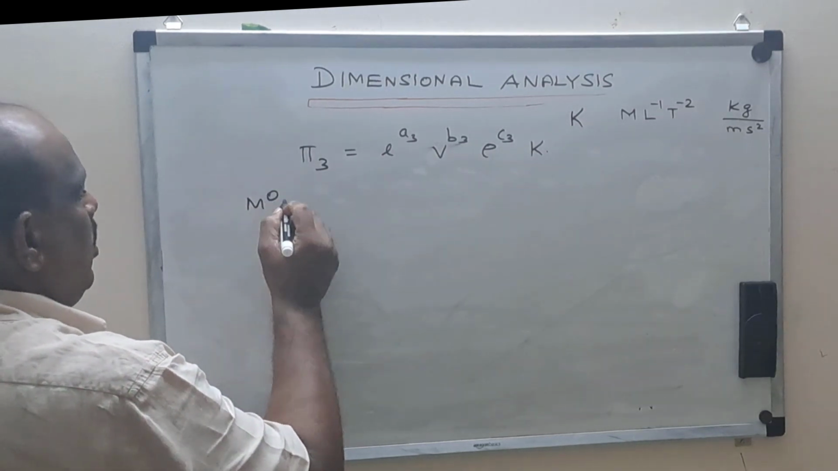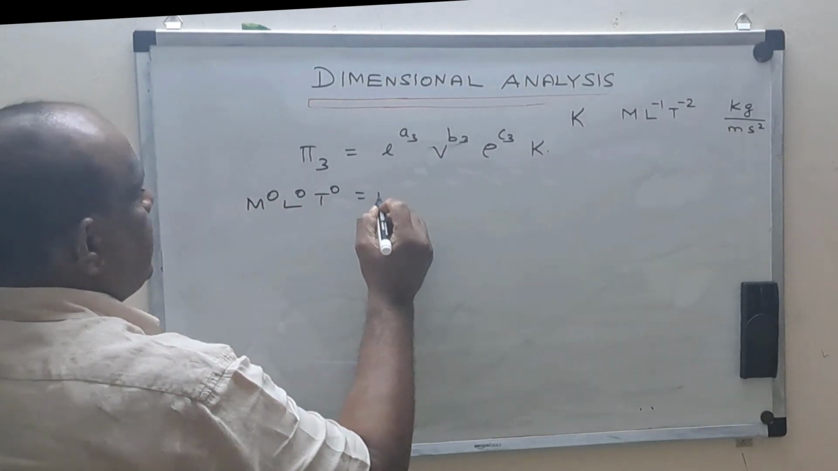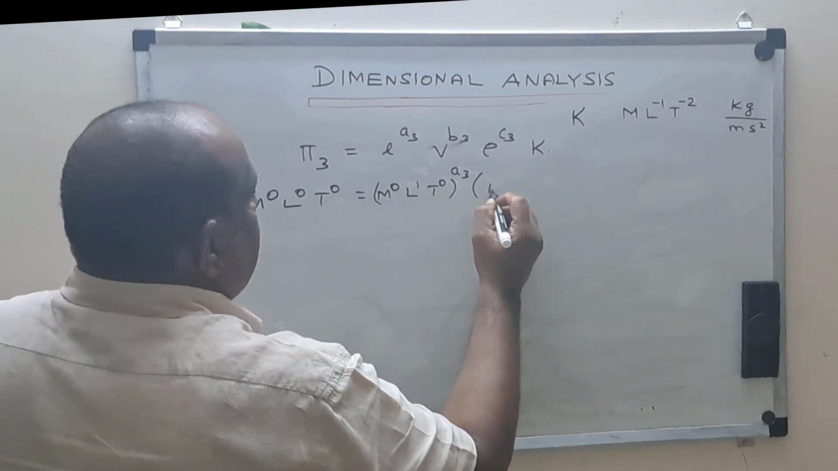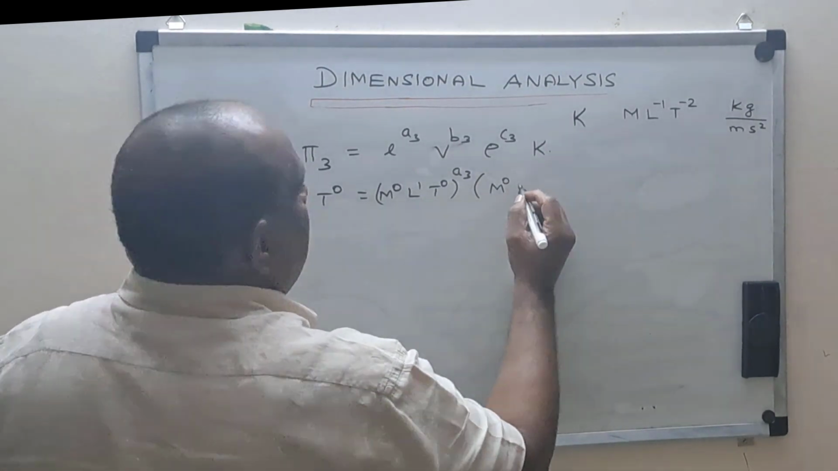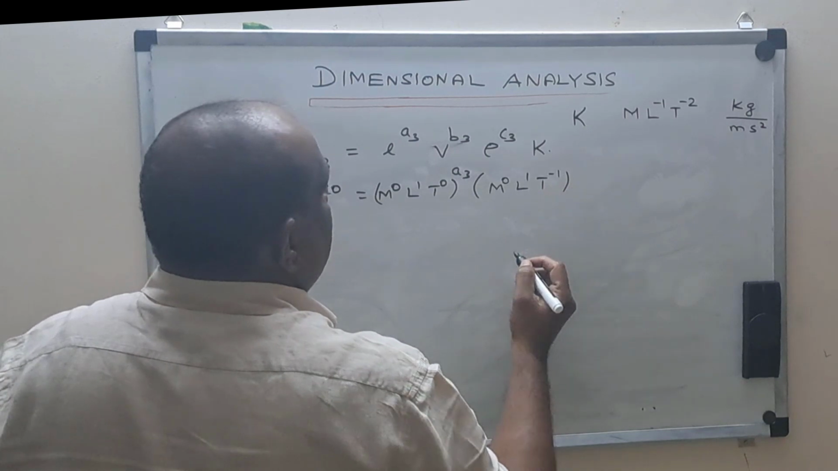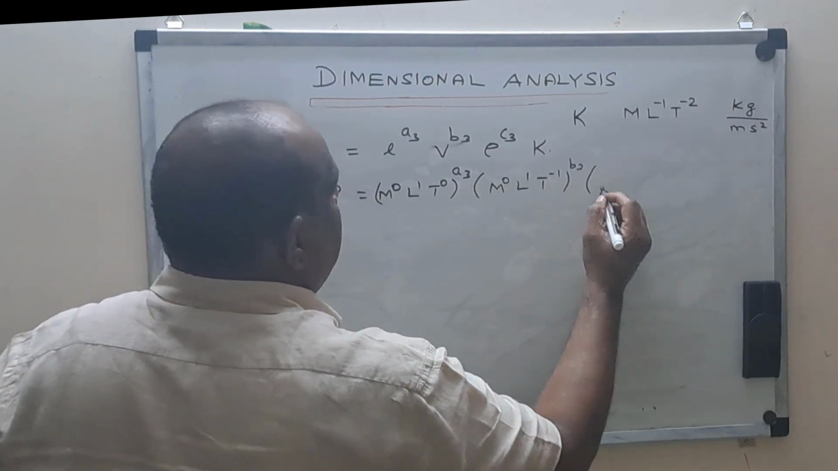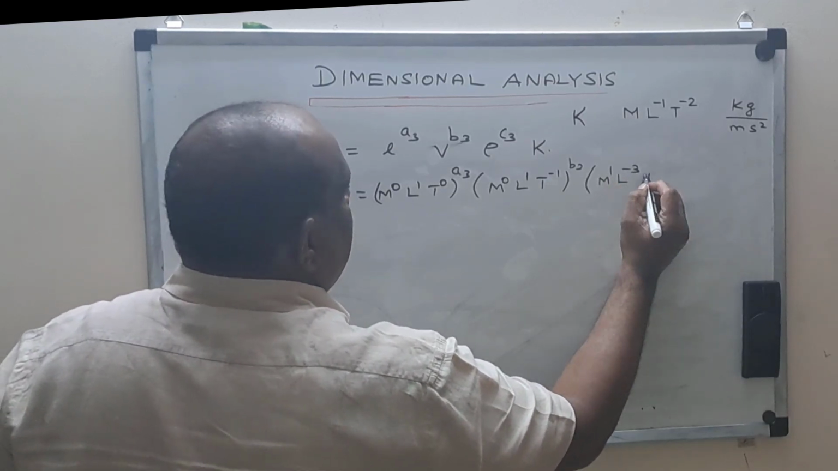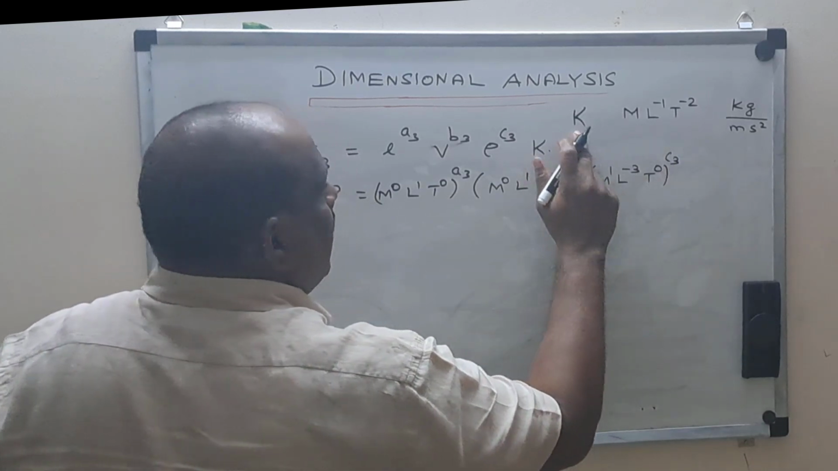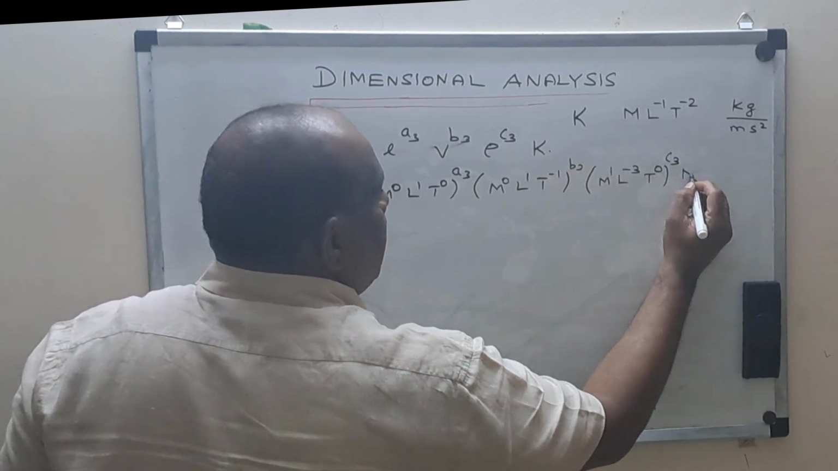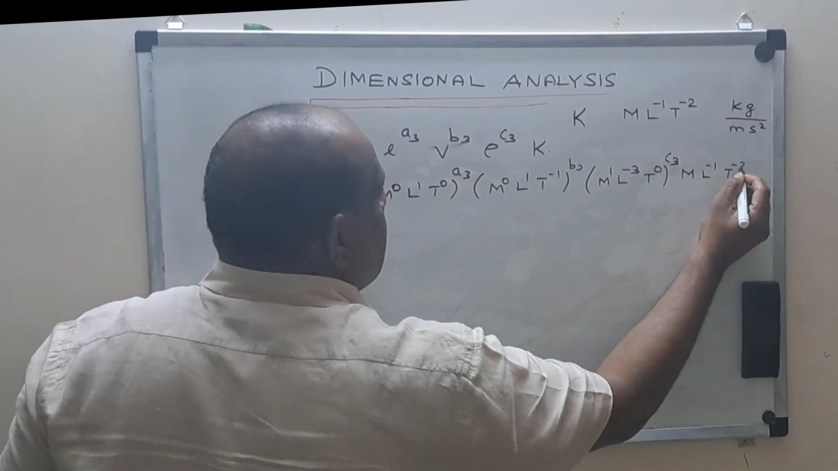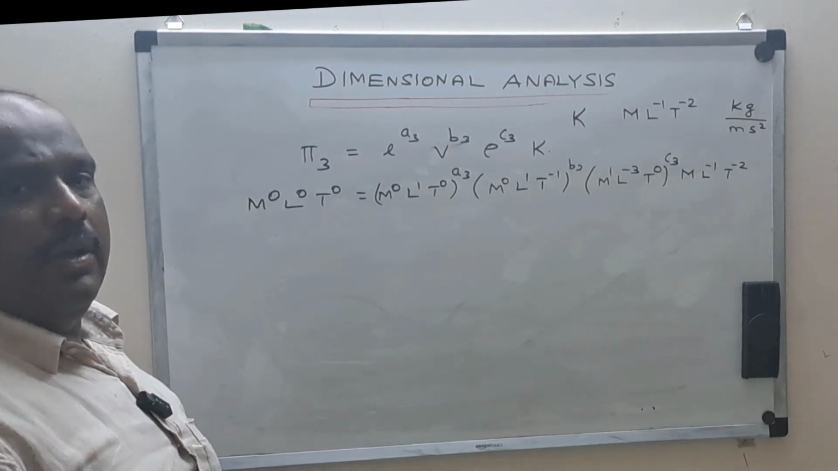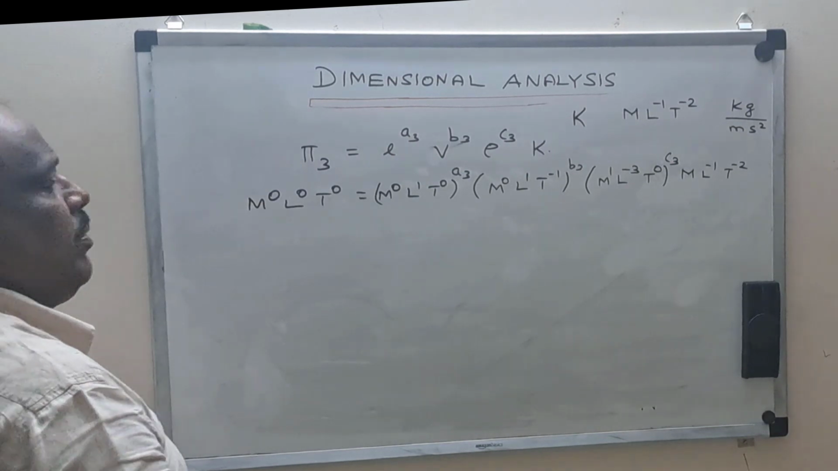So it is m power 0, L power 0, T power 0. It is m power 0, L power 1, T power 0 of A3. It is m power 0, L power 1, T power minus 1 of B3. It is m power 1, L power minus 3, T power 0 of C3, and the dimensions of K, bulk modulus, is nothing but m, L power minus 1 and T power minus 2. It is similar to that of the pressure. K is nothing but stress, so it's nothing but Newton per meter squared. So from that we arrive at this value.